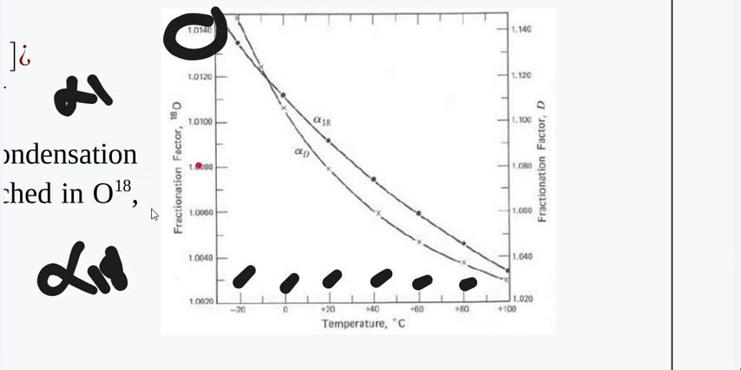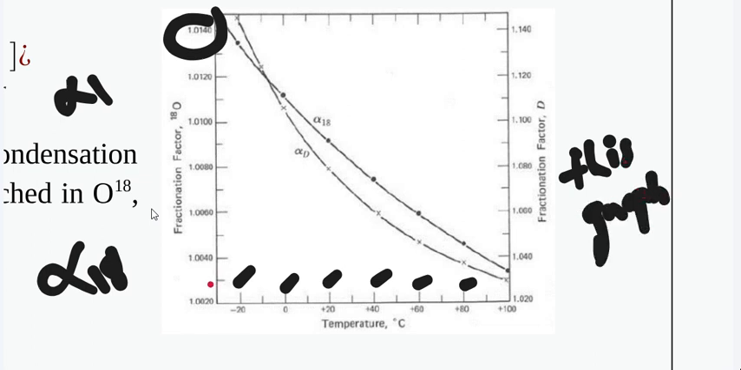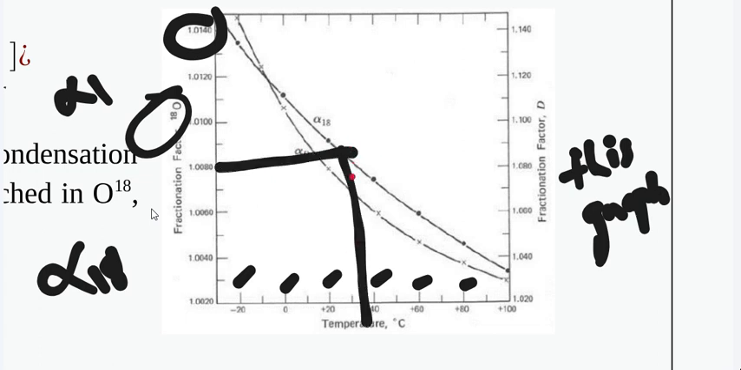So if we have this graph, and we have measured the isotopic fractionation factor, then we can say the temperature. This one will be the temperature. This is very easy.